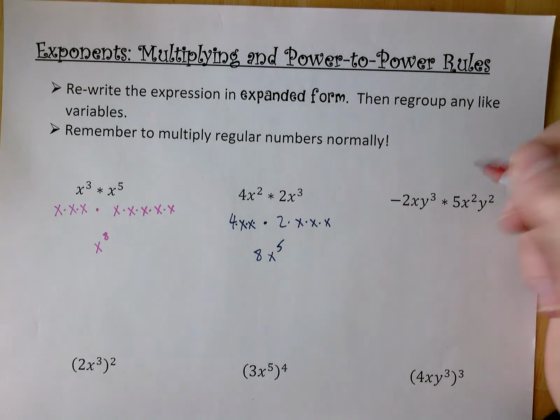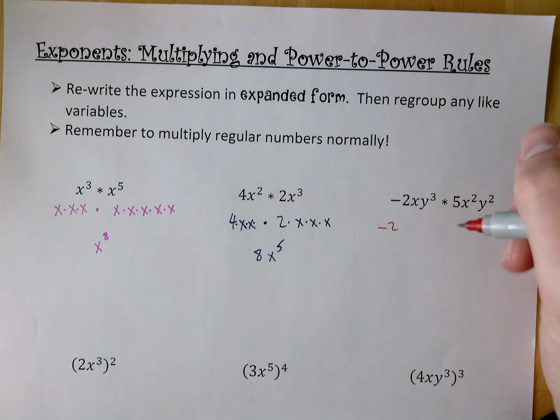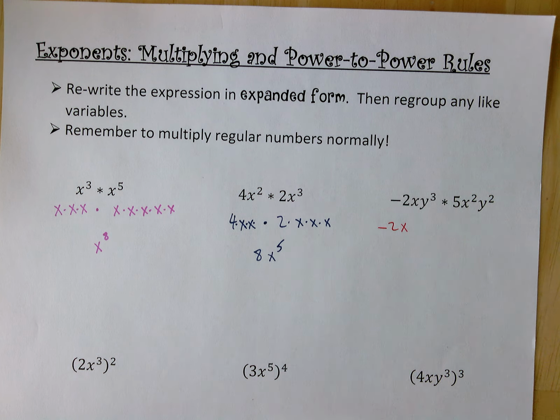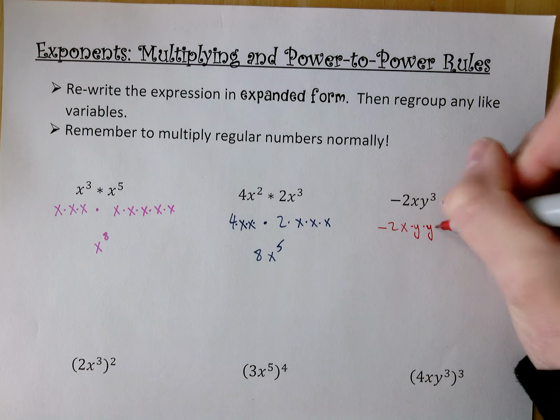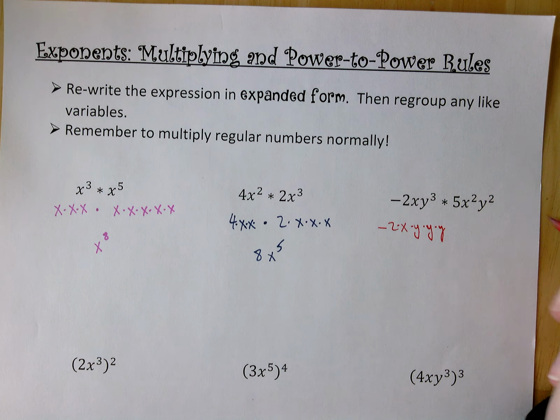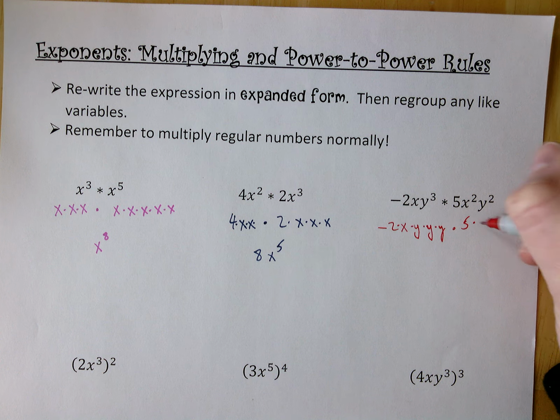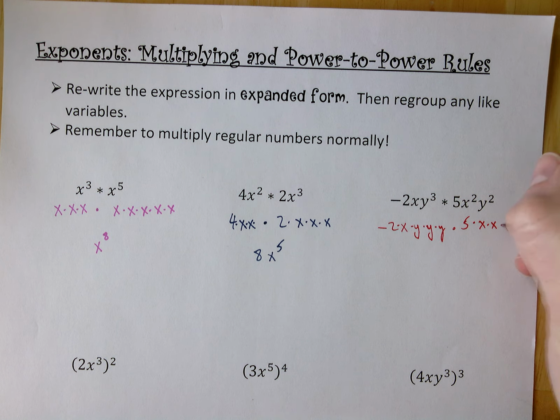This next one means a negative 2, there's 1 x, and then 3 y's all being multiplied together. And on this side, we're multiplying that by a 5 times 2 x's times 2 y's.